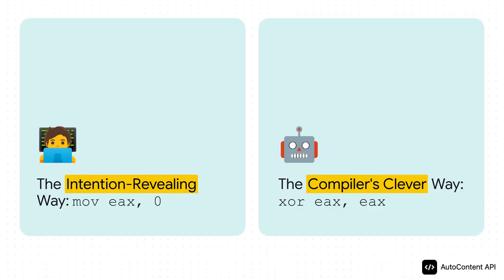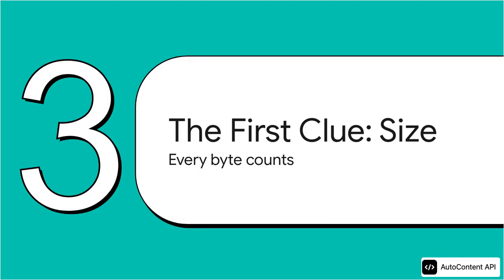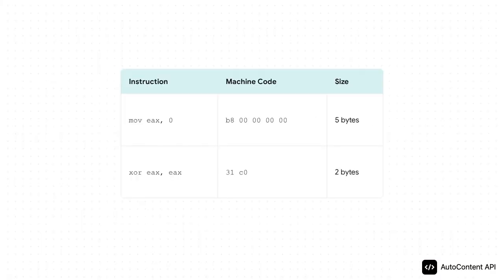So, why? Okay, the first piece of the puzzle, our first clue, comes down to something really basic: size. How much space the instruction literally takes up. And this table just lays it all out perfectly. This is the actual machine code, the ones and zeros, well, hexadecimal, that the CPU reads. The obvious move instruction, you can see it there, takes up 5 whole bytes of memory. Now look at the XOR instruction. It's just 2 bytes. That is a 3-byte saving.